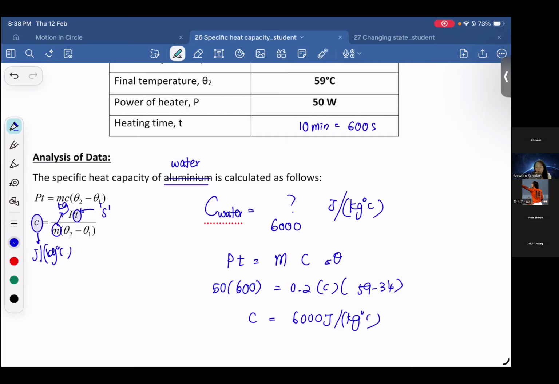Is it okay? If okay, then we are going to page 12. We try with the past year question. Yes or no?